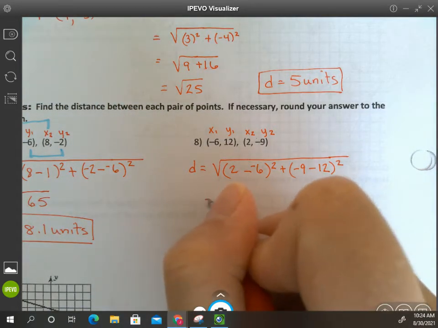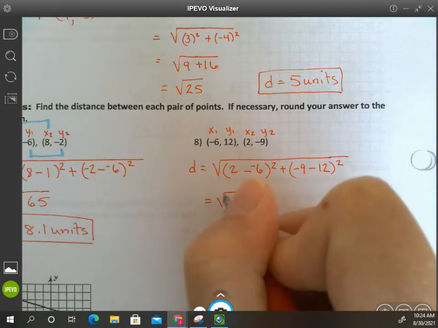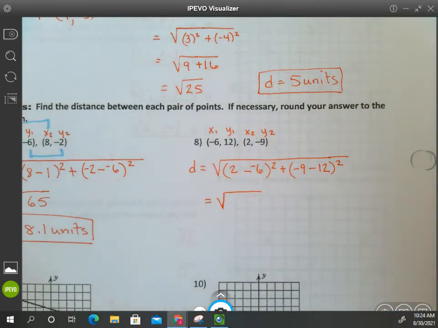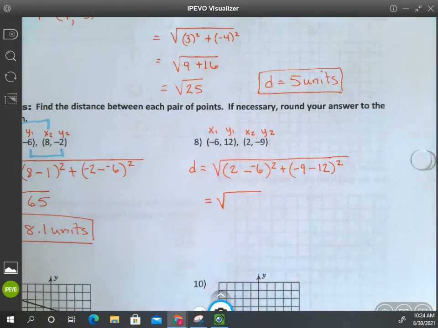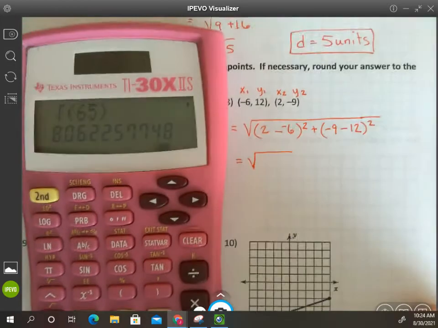Okay, here's where our calculator is going to come in real handy. Bring your square root sign. That's one of the biggest mistakes. I'll have kids who will do everything right but get everything wrong because they never took the square root. All right, so we all have calculators now.